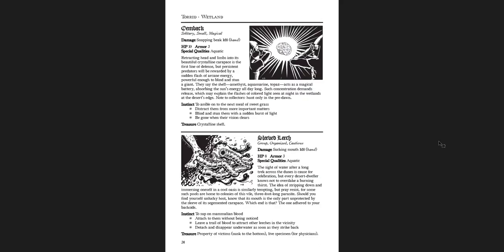Allotherge? Yeah. The gemback. Let's read this one. Solitary, small, and magical. Damage, snapping beak, D8 hand. Hit points 10, armor 3. Special qualities, aquatic. Retracting head and limbs into its beautiful crystalline carapace is the first line of defense, but persistent predators will be rewarded by a sudden flash of arcane energy, powerful enough to blind and stun a giant. They say the shell, amethyst, aquamarine, topaz, acts as a magical battery, absorbing the sun's energy all day. Such concentration demands release, which may explain the flashes of colored light seen at night in the wetlands at the desert's edge. Note to collectors, hunt only in the pre-dawn.